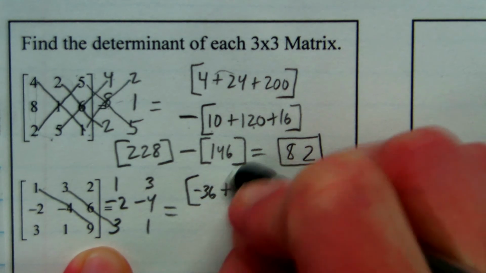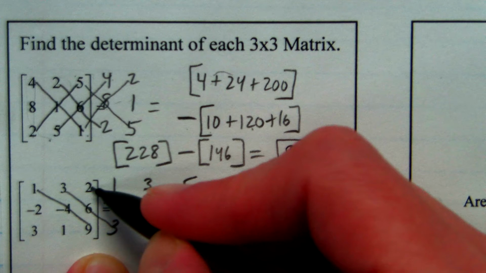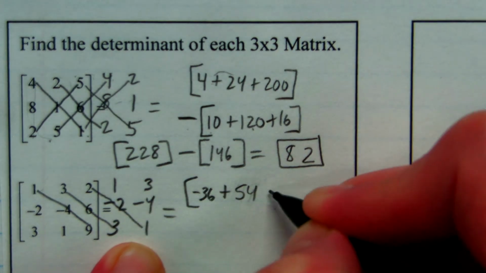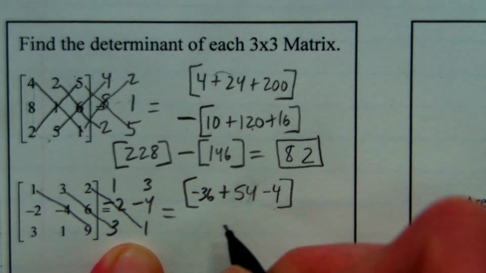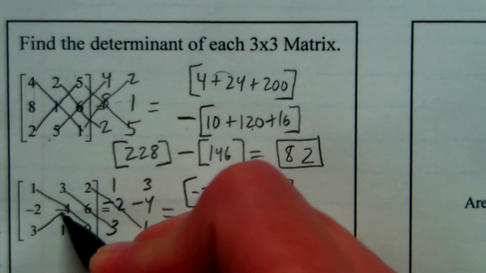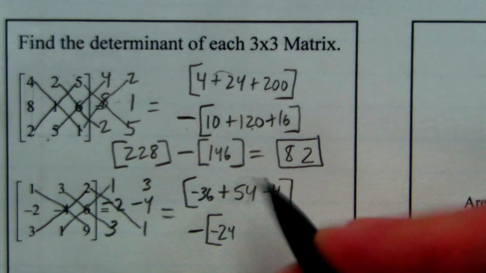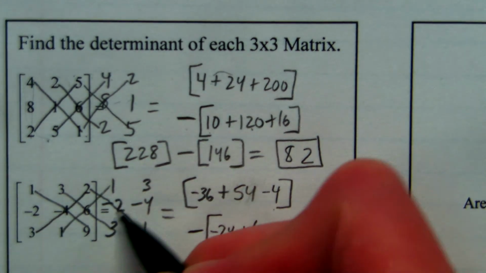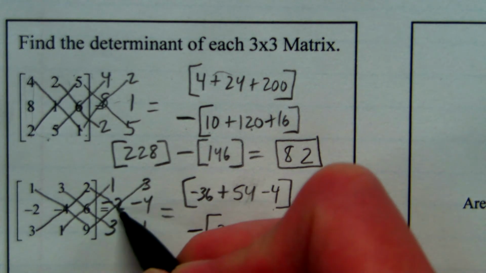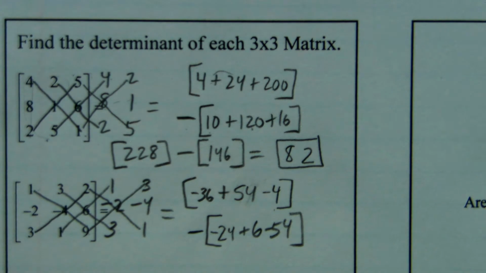Yeah, because it'd be 9 times 6. Sorry. 54. And then, good job for paying attention. 2 times negative 2 times 1 would be negative 4. So I'll just write that as minus 4. And then we're going to subtract from that everything going the other direction. So 3 times 4 is negative 12, times 2 is negative 24. 1 times 6 times 1 is 6. And then this would be 3 times negative 2 is negative 6 times 9 is negative 54, if I didn't mess anything up there. So now we just have to combine all of that together.